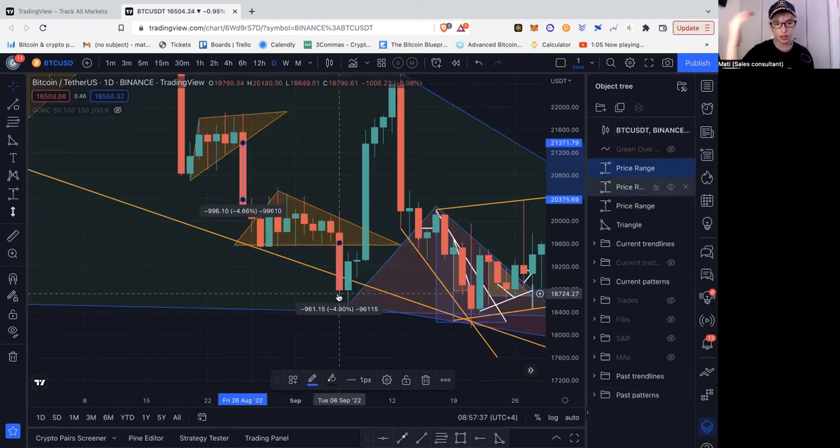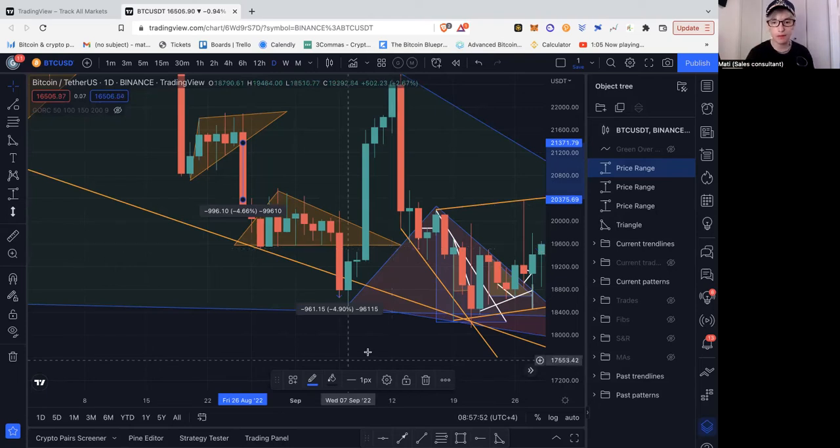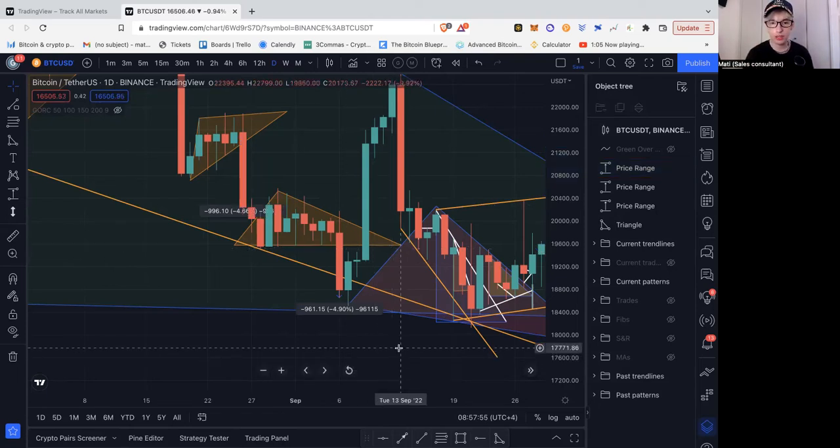You need to place your take profit by measuring the low point and the high point of the pattern, the triangle in this case, and then you should put your take profit close to that level right after measuring. So that's how you do this.